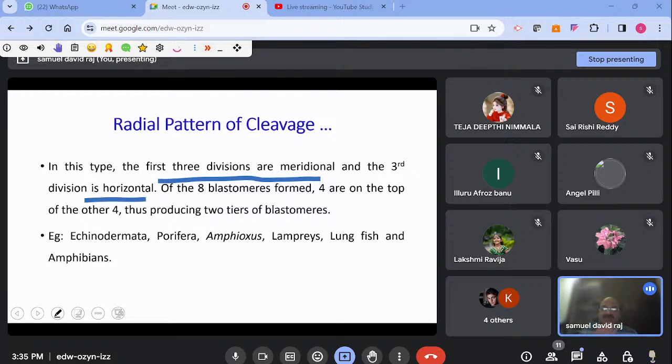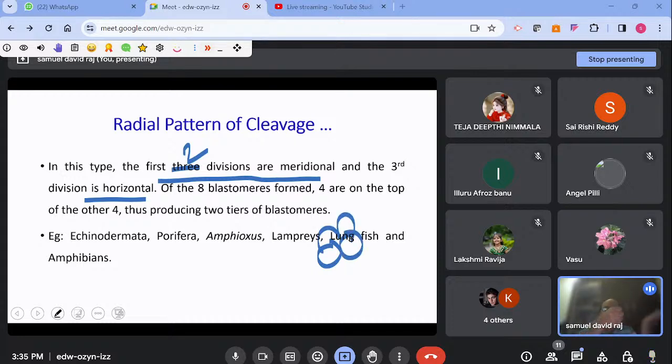So, if this is the egg, take an onion, you cut it first, it forms two divisions. The second is again cut at right angles to the first cleavage division, so that four cells are formed. First two divisions are meridional, they run from the animal to vegetal axis through the center of the egg, and now we have four cells, isn't it?